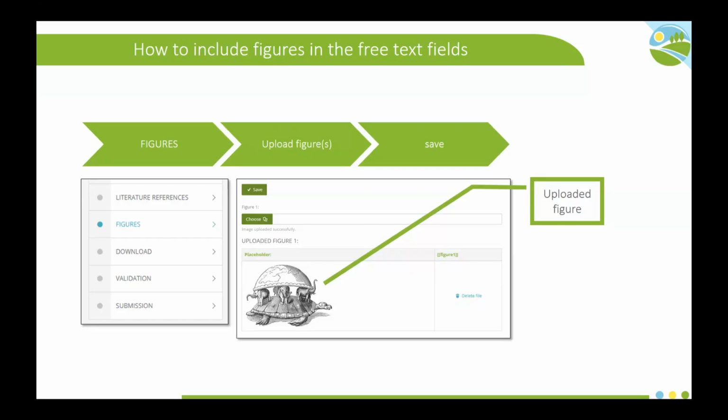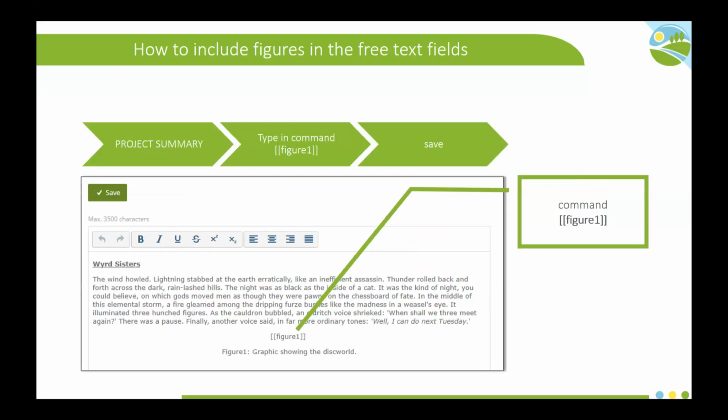If this is done, you can go back to the project summary in this case. And then you include the figure in the project summary as follows. You go to the project summary, and then you have to write a command into the text field, which is 2 brackets, then figure 1, and then 2 brackets, and then click on Save. In this example, the command was included, and I've chosen to center it. I've put it in the center, and below that I have put in the description of the figure. And then click on Save.